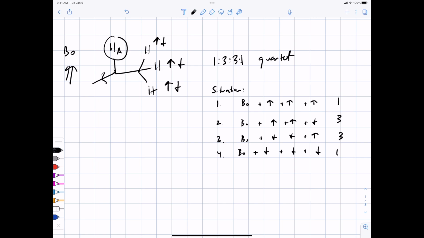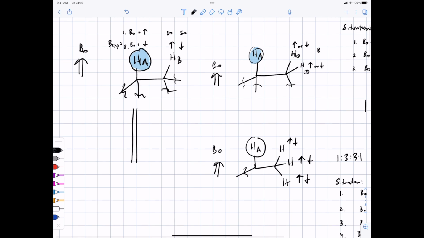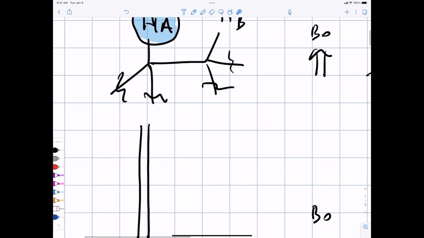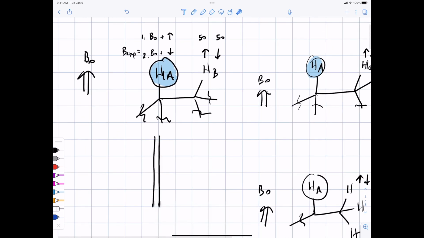All right, a couple of things to know. Remember that the fact that the field experienced by proton A is slightly different here is the explanation for why you see peaks at 2 different chemical shifts or frequencies, okay? Because remember, the field a proton experiences is related to the energy difference between spin states, which is related to the frequency that will allow a transition between spin states, which is related to the chemical shift.